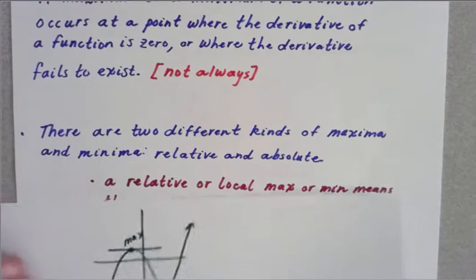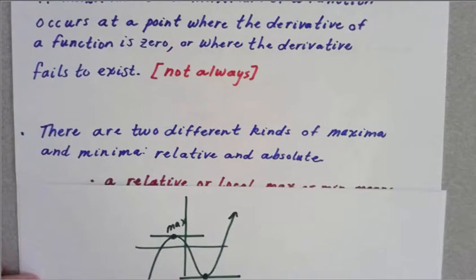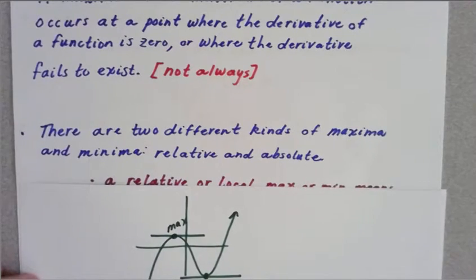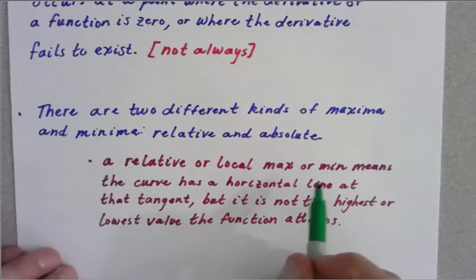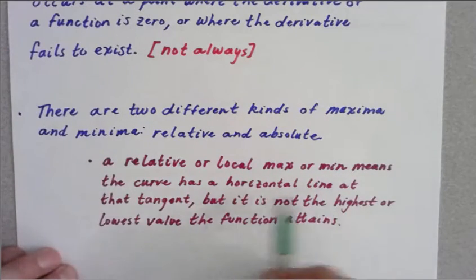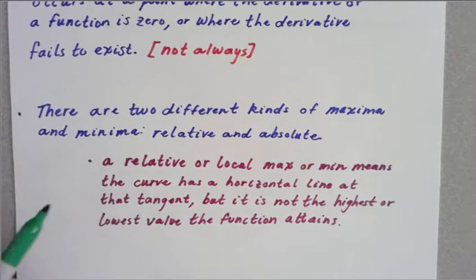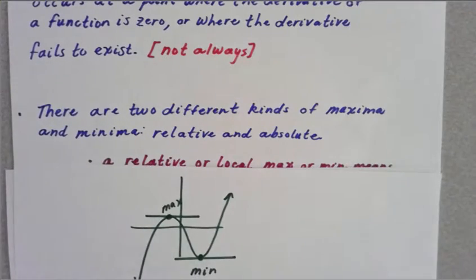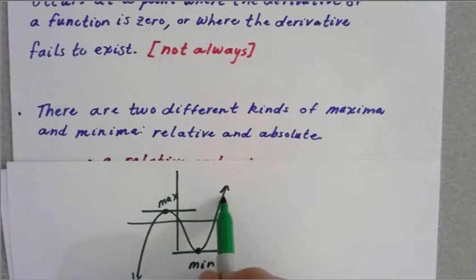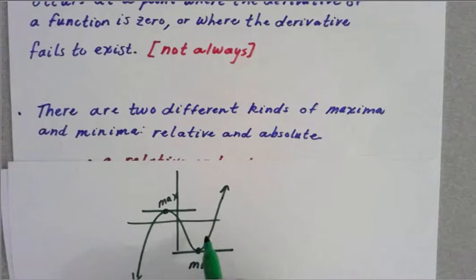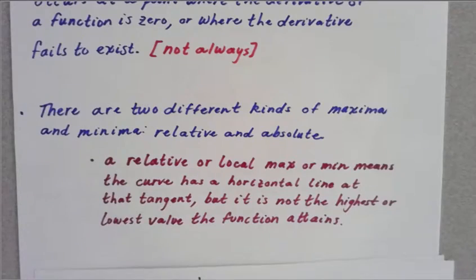There are two different kinds of maxima and minima. There are relative and absolute, and these would be your relative examples right there. A relative or local max or min means the curve has a horizontal tangent line at that point, but it is not the highest or lowest value that it attains. So when I look at this, it's got a slope or derivative of zero, but it's not the max point. This would go off forever. Even points up here are higher, even points down here are lower. That's what they're talking about, that purple definition there.